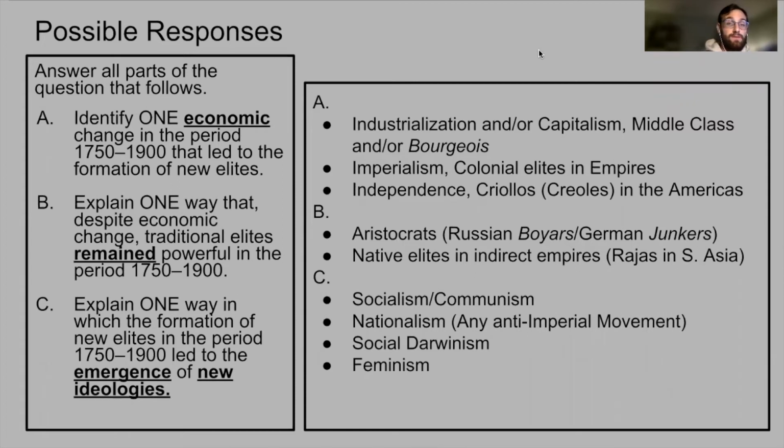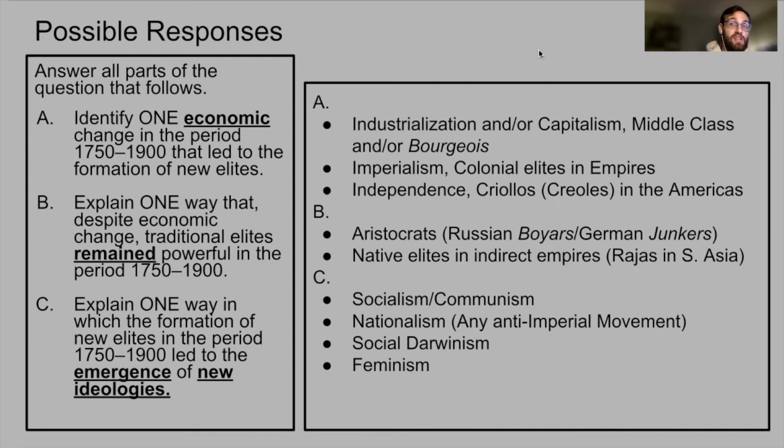So for example, in the identify an economic change that could lead to the formation of new elites, there's industrialization, which definitely led to a new economic elite that sometimes in socialist discourse is referred to as the bourgeoisie, or we might call the middle class or managerial class. Also, imperialism might have led to new colonial elites within imperial empires, whether those were native individuals who rose through the ranks of imperial administration, or Europeans who migrated to those empires. There were definitely some new elites within empires.